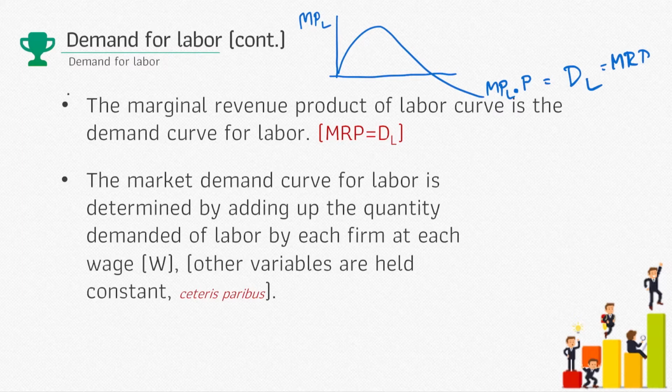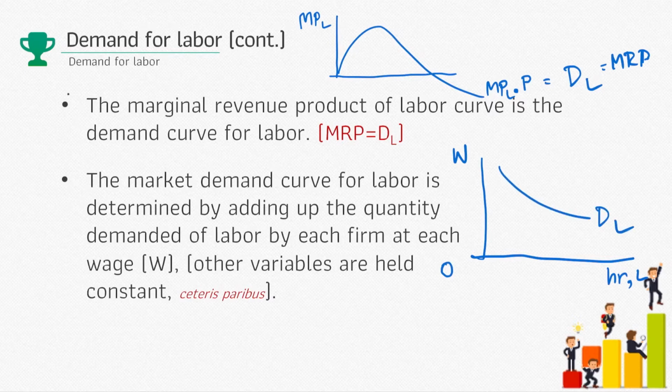The market demand curve for labor is determined by adding up the quantity demanded of labor by each firm at each wage. This is the wage and this is working hours or number of labor. You can choose either one, working hours or number of labor. And this is demand for labor, right? This is DL, demand for labor.